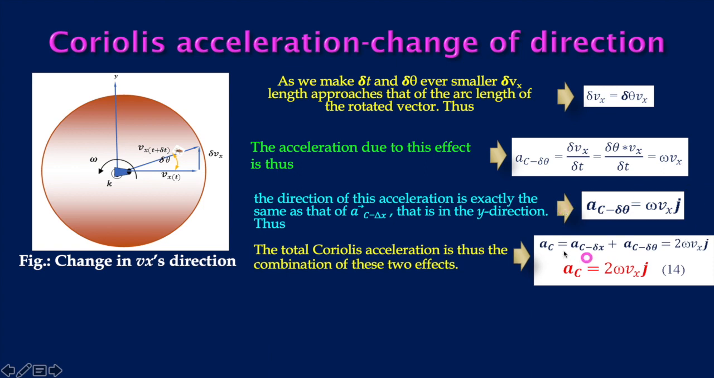So the total Coriolis component of acceleration is the summation of these two components. This is due to the magnitude and this is due to the direction. So in total it is 2 omega vx j.